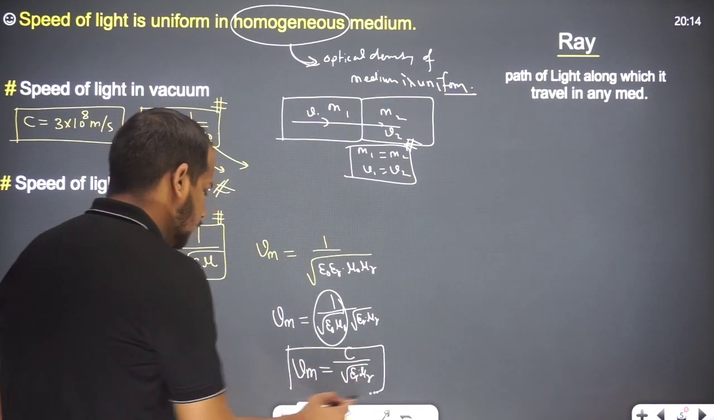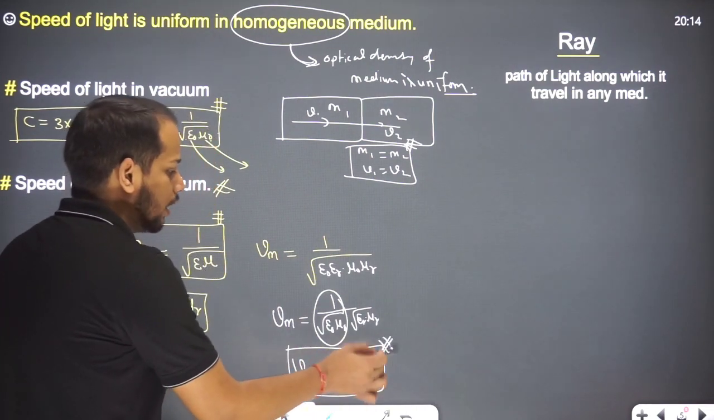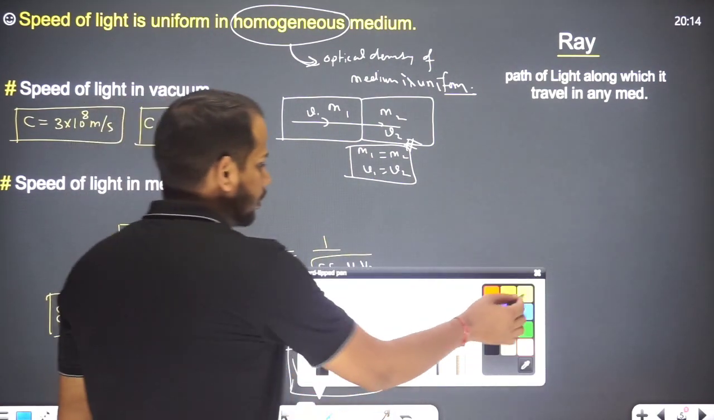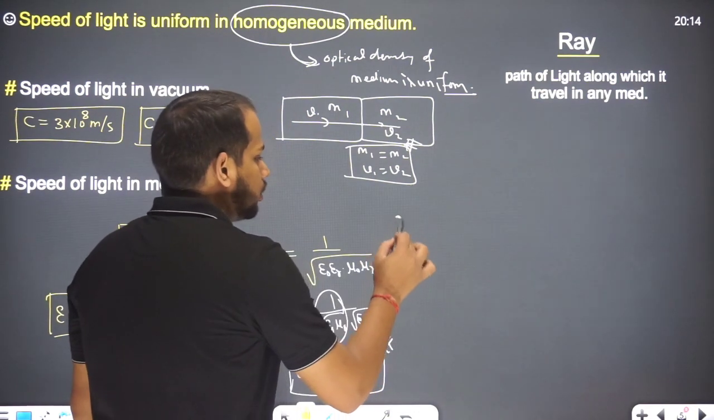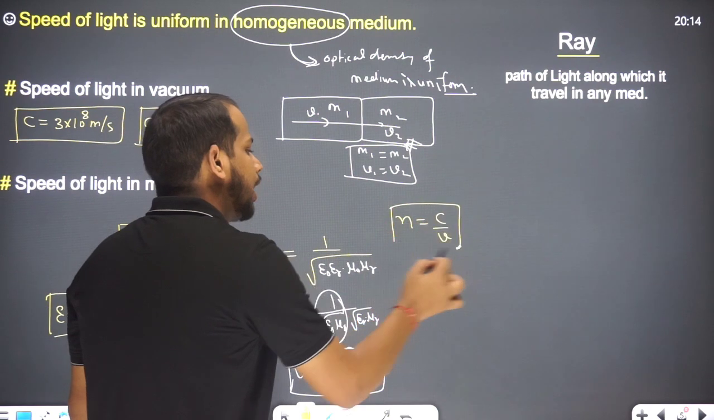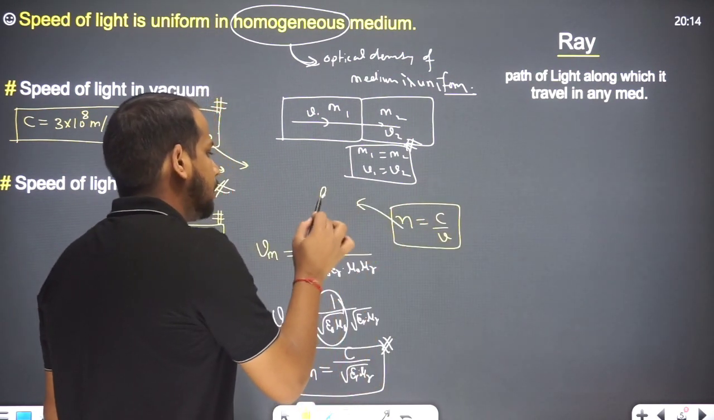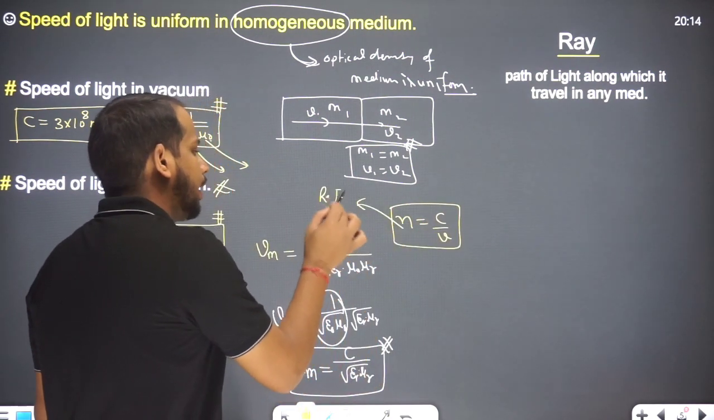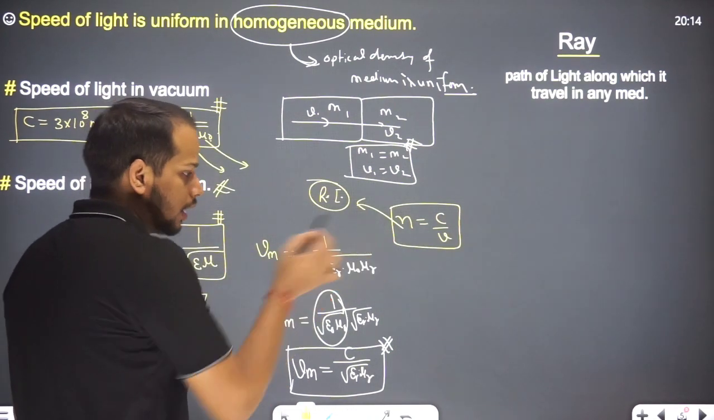This is the speed of light in any medium for light. And you know from the previous classes that n is equal to c by v. What is n here? n is the refractive index, if you remember. You have learned this in class 10th, right?